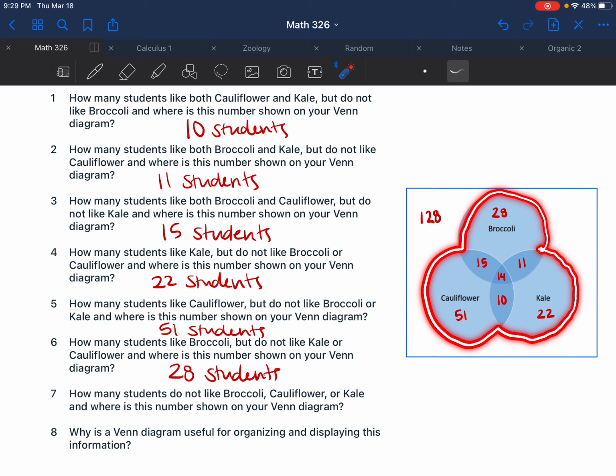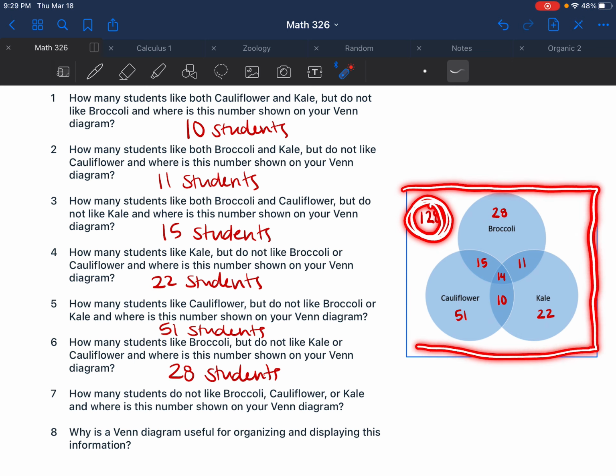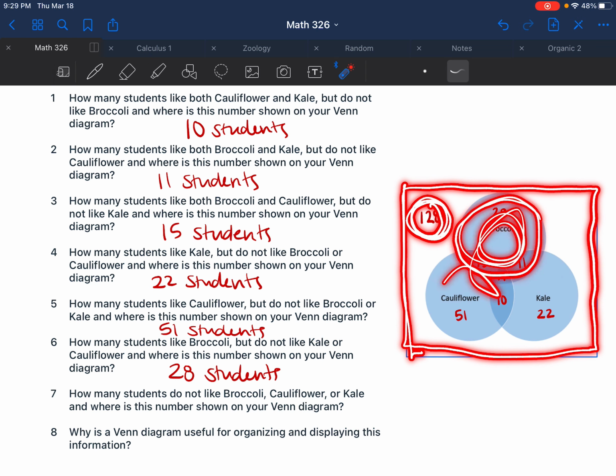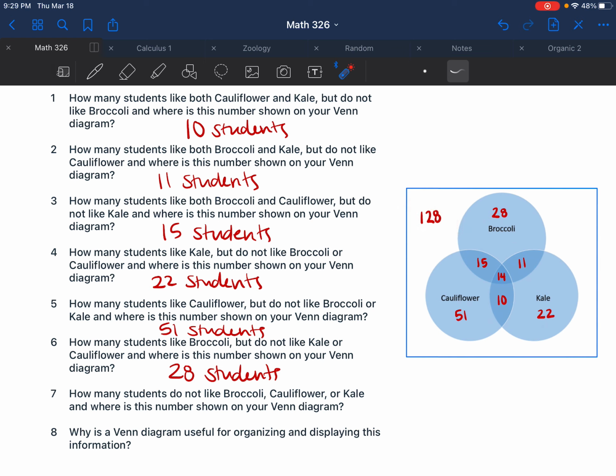And if you remember, we accounted for the students that participated in the survey but didn't like any of the vegetables they had to choose from. And we wrote that number out here because this box represents every student surveyed, right? But the people within here, they all like vegetables. And the people in the blank space don't like the vegetables. So that means 128 students did not like broccoli, cauliflower, or kale. So 128 students.